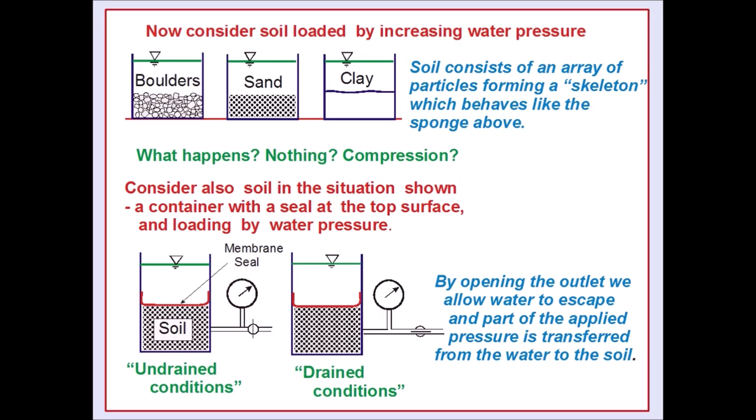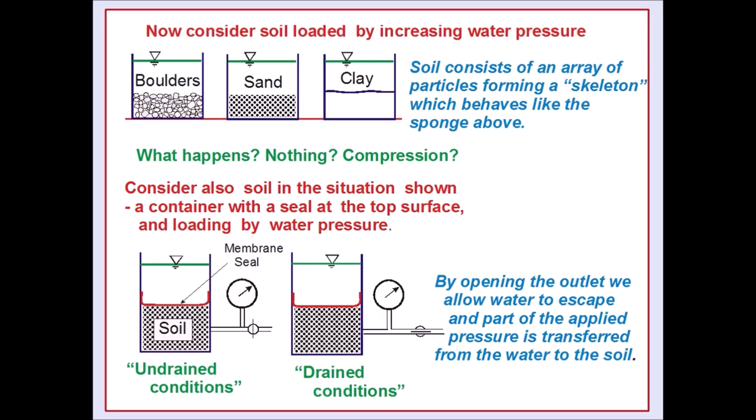And then we can talk about what happens if we open the valve. And again, what happens depends very much on the permeability of the soil. Clearly water will flow out, and the reading on the gauge will start to decrease. But the important point is that the rate at which the water can flow out governs whether the soil behaves in a drained or an undrained state.